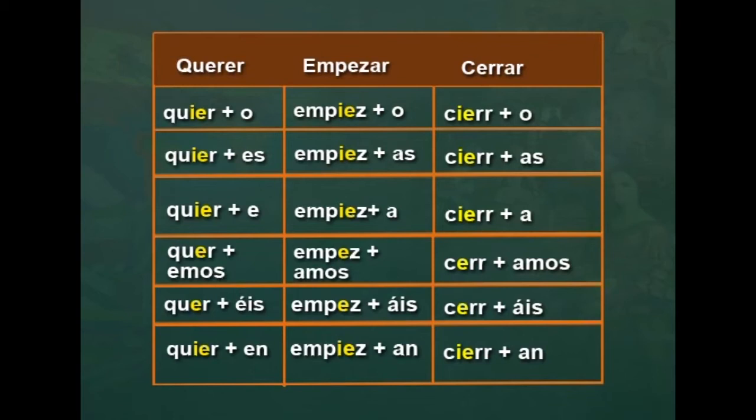Yo quiero, tú quieres, él, ella, usted quiere, nosotros, nosotras queremos, vosotros, vosotras queréis, ellos, ellas, ustedes quieren. Now, empezar. Yo empiezo, tú empiezas, él, ella, usted empieza, nosotros, nosotras empezamos, vosotros, vosotras empezáis, ellos, ellas, ustedes empiezan.